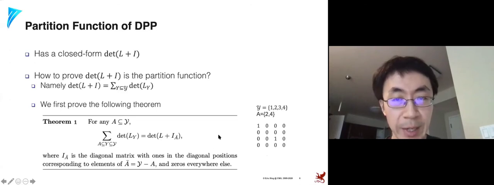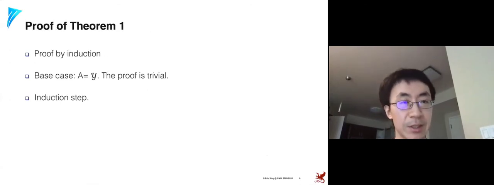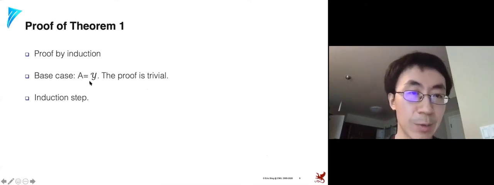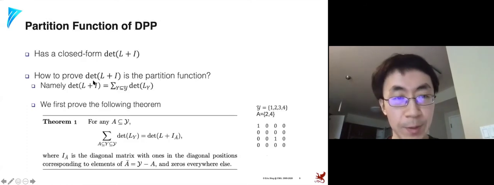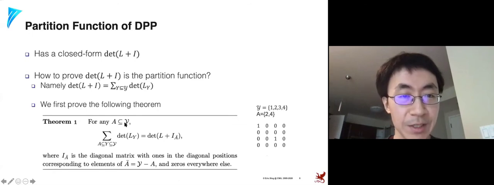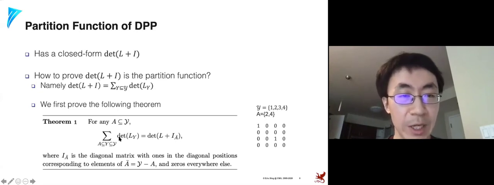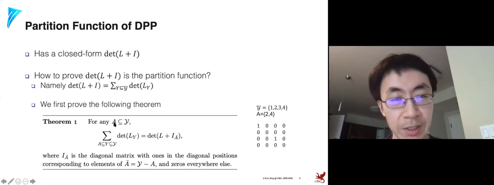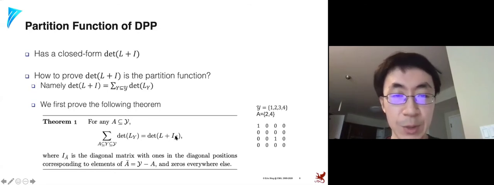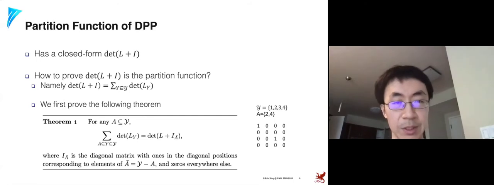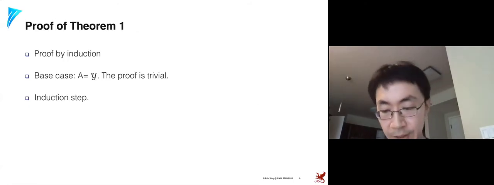We prove this theorem by induction. For the base case, let's assume that A is the universal set, calligraphic Y. Then the proof is trivial. When A is the universal set, Y is basically the universal set as well, and we only have one element here, which is the determinant of the full gram matrix. And A bar would be the empty set, and I A bar would be a 0 matrix. So on both sides, we have the determinant of this gram matrix L. So this theorem holds. Now let's go to the induction step.